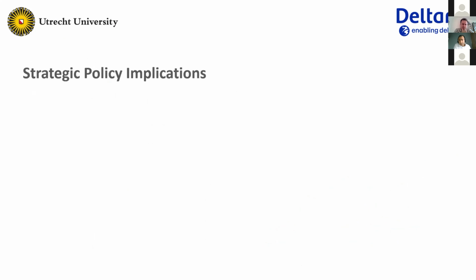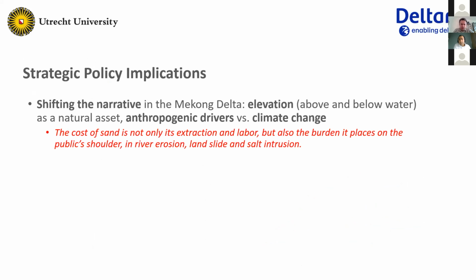The translation of this to policy implications is, as a complement to what Philipp just mentioned on the importance of elevation, I'd like to say that elevation above and below water is a natural asset in the system. And like Philipp put a price on elevation, I also say that the cost of sand is not its extraction and labor, but it's also the burden it places on the public's shoulder in river erosion, landslide, and massive and historical salt intrusion. So that starts from there with the policy implications.